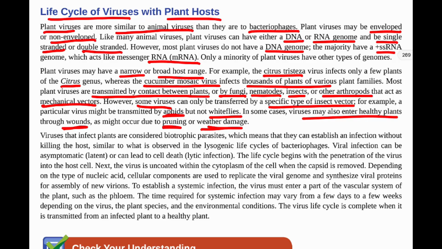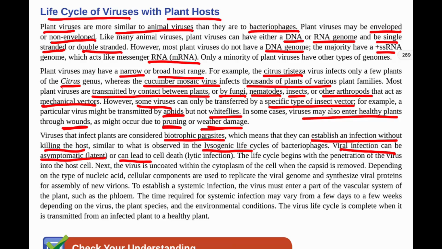Viruses that infect plants are considered biotrophic parasites, which means they can establish an infection without killing a host. So they hang out. It's similar to the lysogenic life cycle. They can hang out and stay within the plant for a long time. Here they're saying it can be asymptomatic or latent, and then it can lead to cell death as well later in the lytic infection.